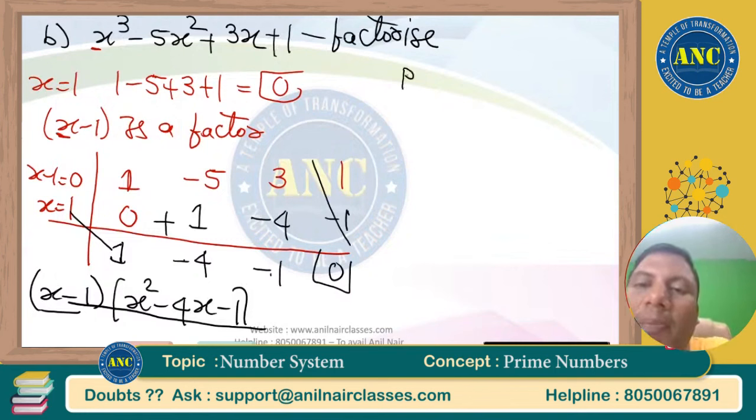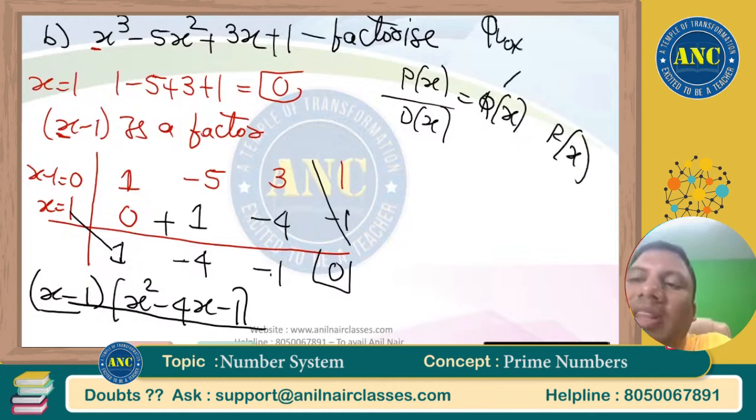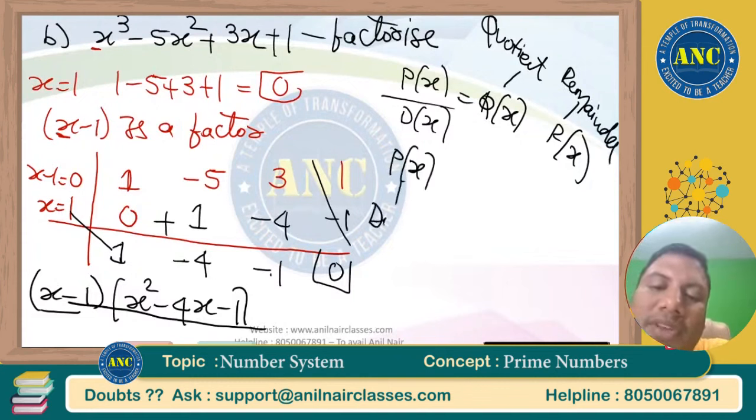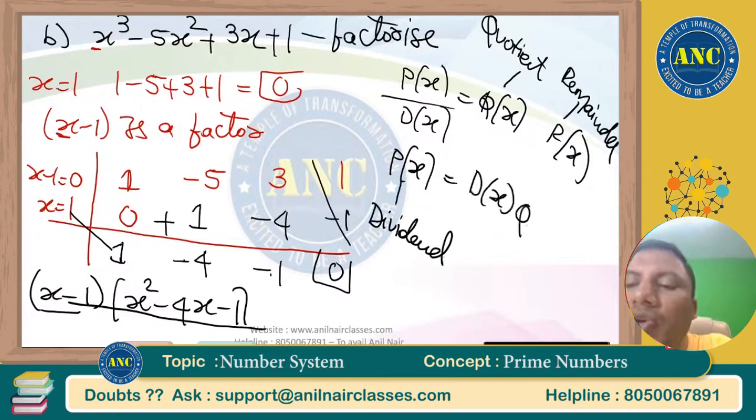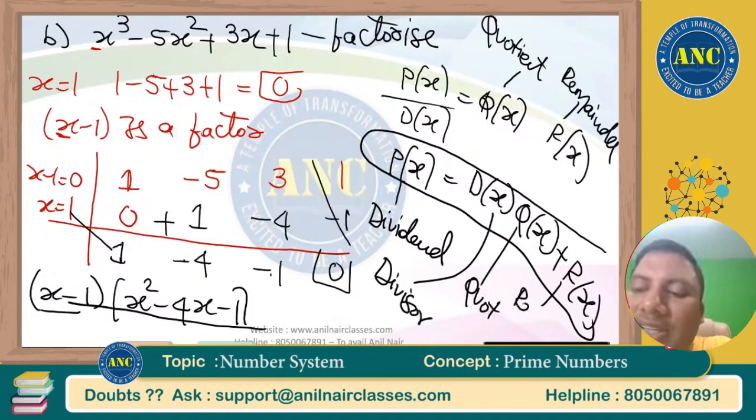See here, if a polynomial function is divided by a divisor, you will get q of x, which is the quotient, and r of x, which is the remainder. The dividend is the number which is getting divided. Dividend equals divisor into quotient plus remainder. D of x is the divisor, q of x is the quotient, and r of x is the remainder.